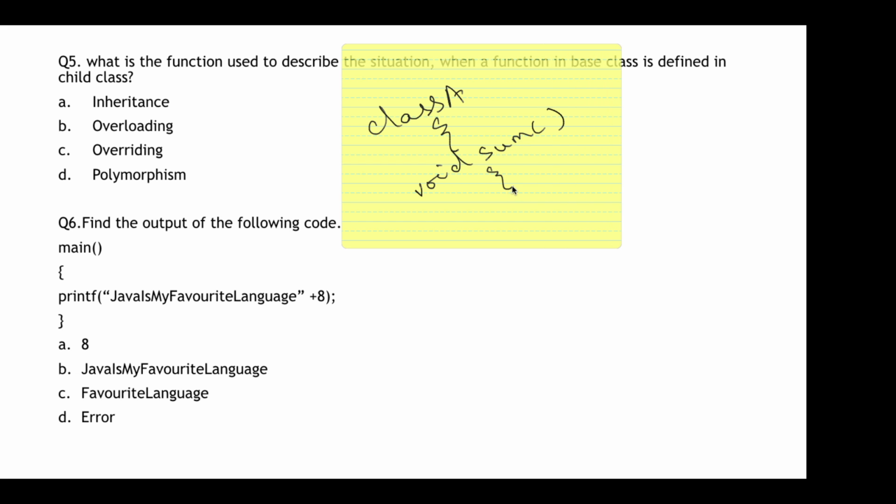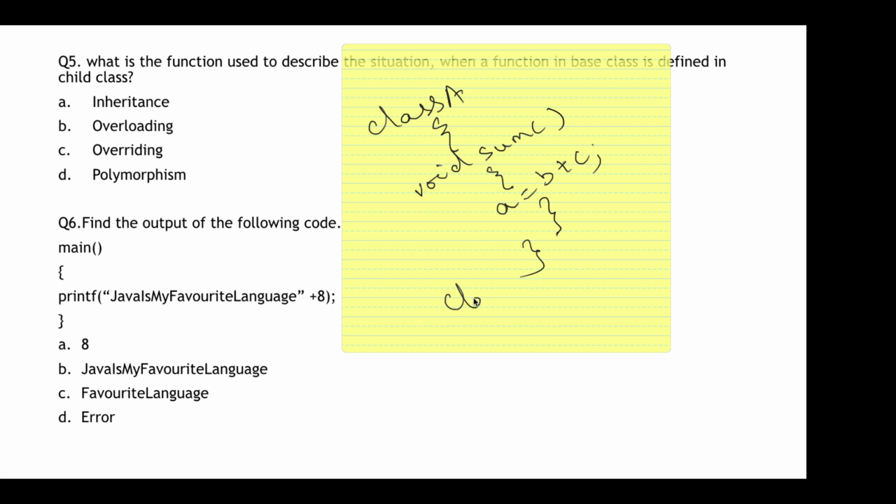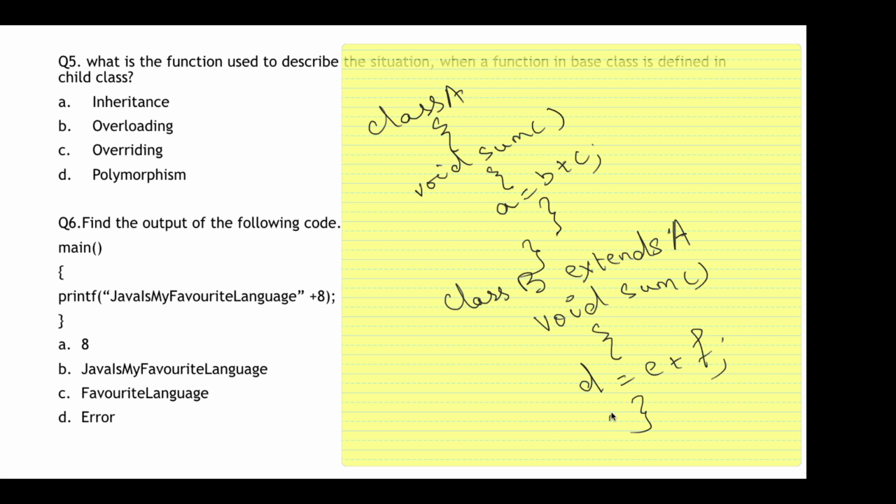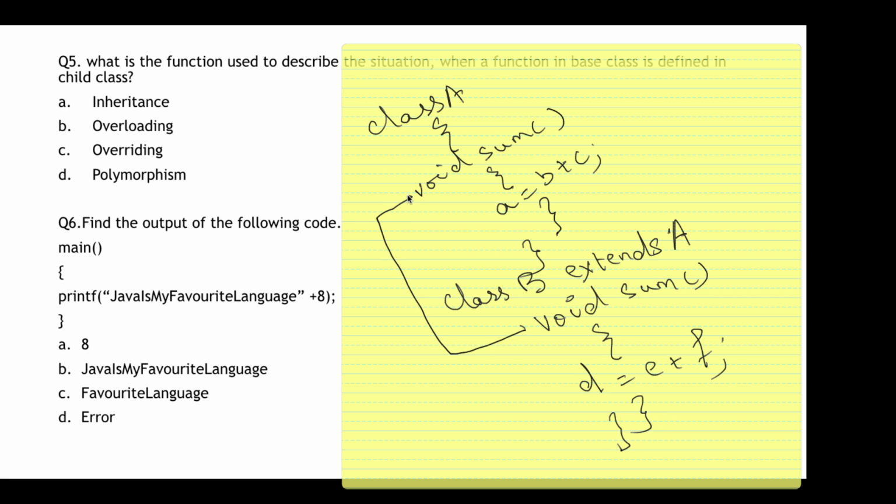Where I have written A is equal to B plus C. Now I have another class, say B, which extends A, and again I have the same function sum. Here I have written D is equal to E plus F. So you see this void sum and this void sum functions are the same.